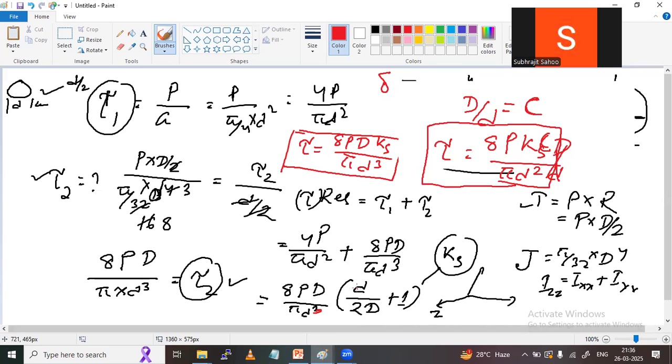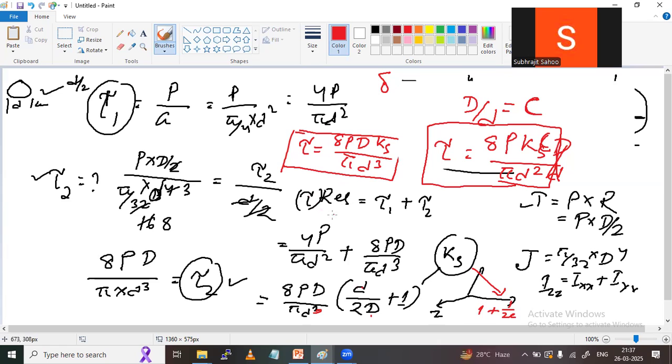Here also D by d is there. Sometimes in the question the spring index value is given. So how to find Ks? Here also we can do: d by D is 1 by c. So 1 plus 1 by 2c. It will become Ks equal to 1 plus 1 by 2c. In the form of spring index also you can have it. So this is the formula for shear stress in the spring.